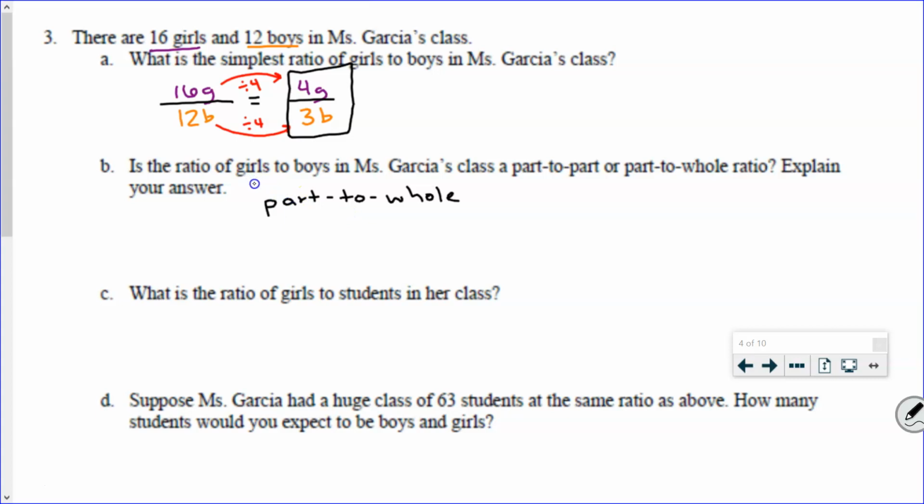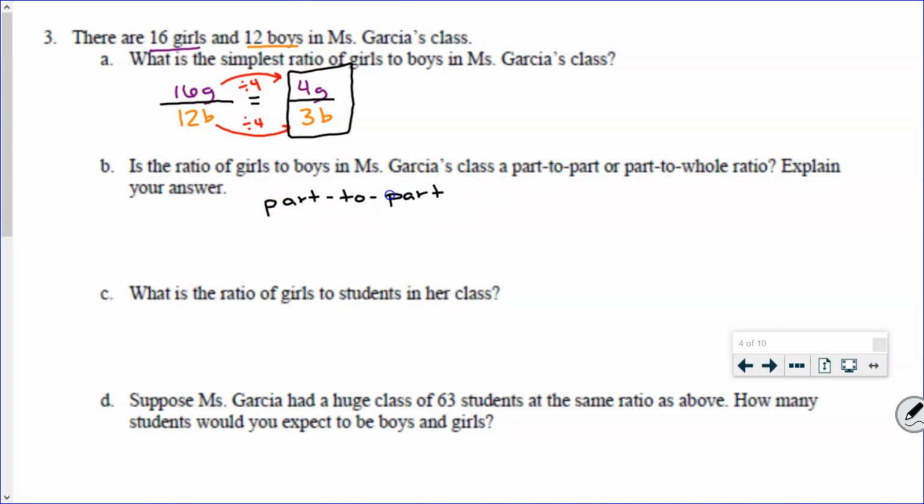Part B. Part-to-part or part-to-whole? Do you want to fix it, Alex? Part-to-part? Yeah, it is part-to-part. Who can explain why it's part-to-part? Why is it part-to-part and not part-to-whole?